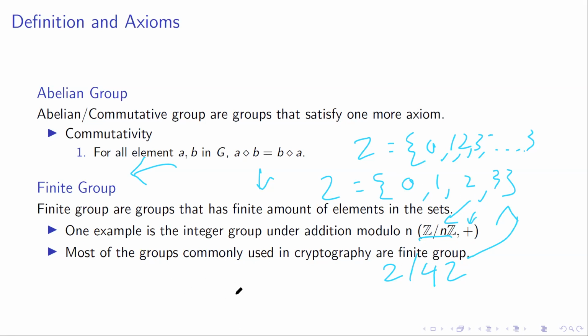Most of the groups commonly used in cryptography are finite groups because we don't really have an infinite amount of resources and all that. So finite groups are good.